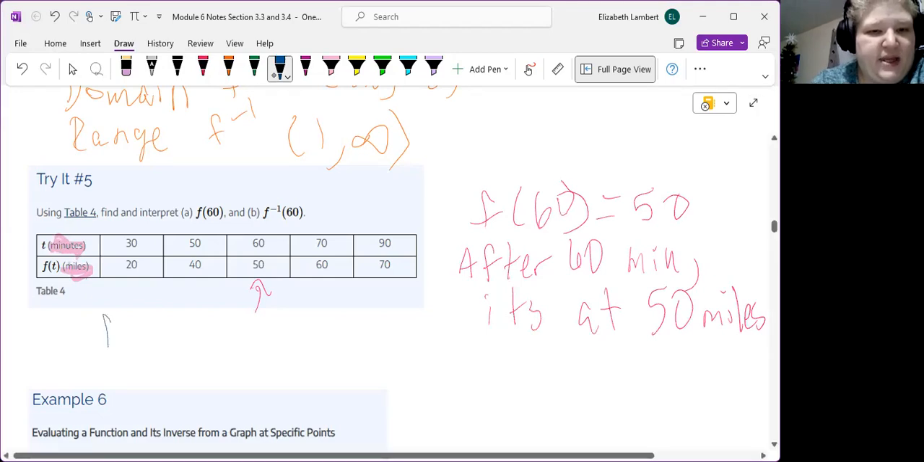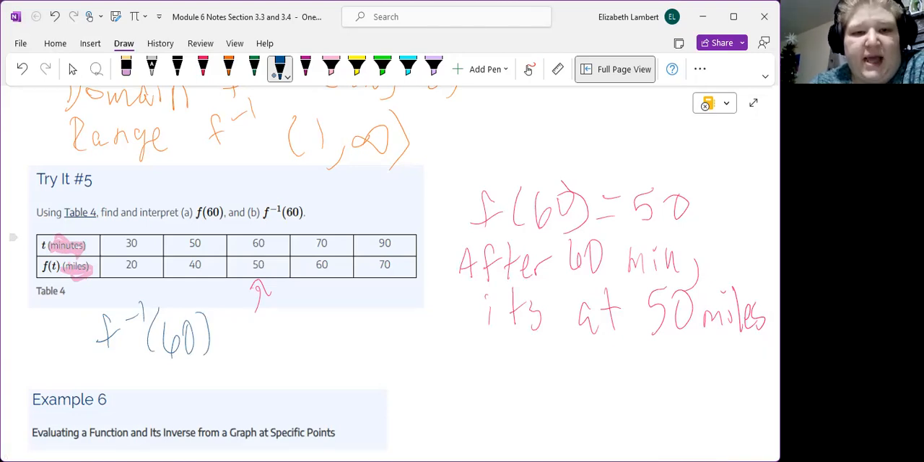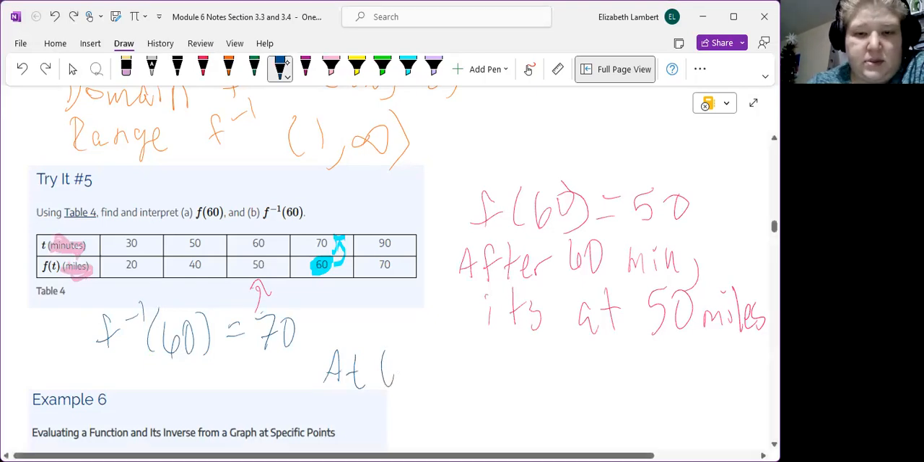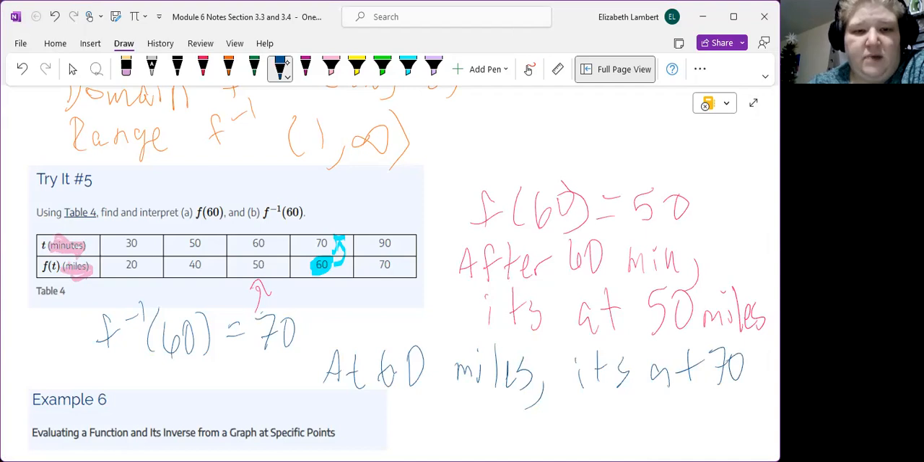Now we're looking at f inverse of 60. That is going to be here and there. So the inverse, this 60 is now miles. So at 60 miles, it's at 70 minutes.